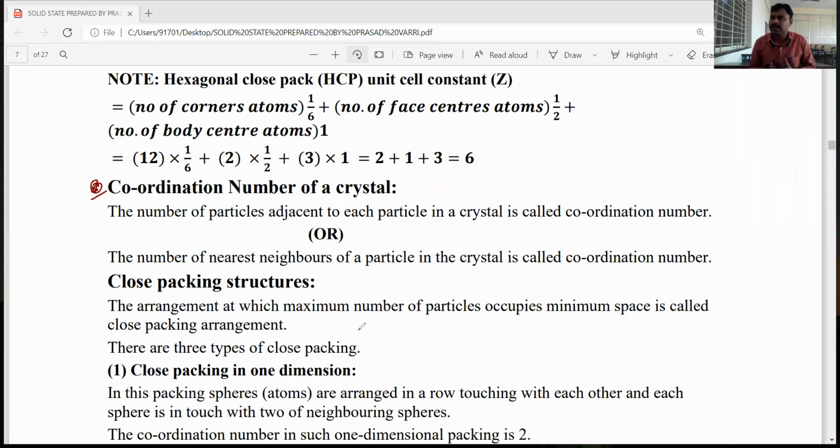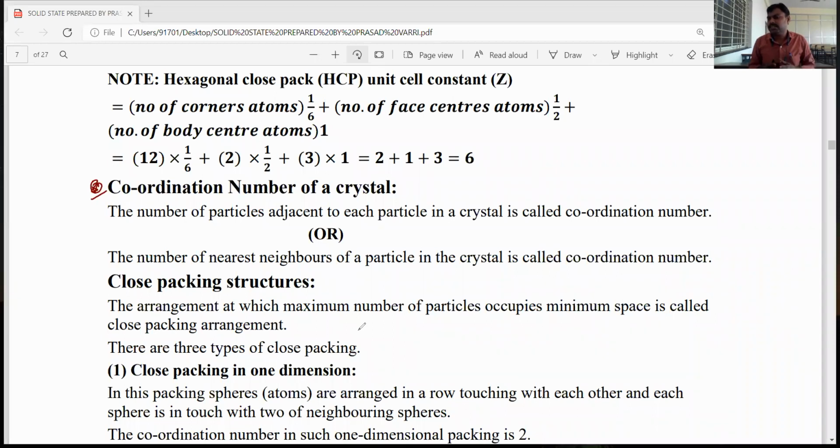That also we have to remember, and examples also we need to remember. After that, the next concept we have to learn is the relation between edge length A and radius of atom R in simple cubic unit cell, body centered unit cell, and face centered unit cell. Edge length and radius of atom relation in cubic unit cells, that relation is also very, very important.